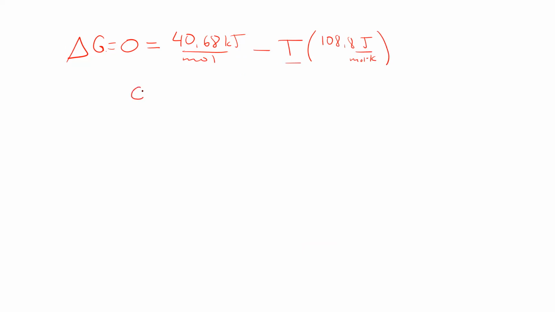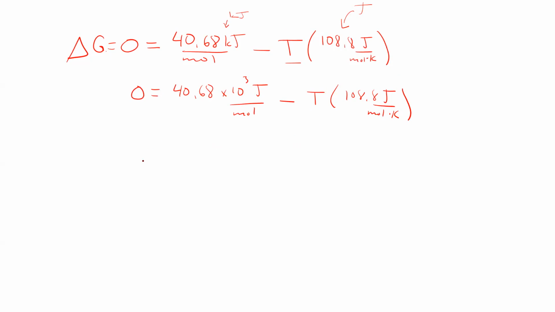But something to keep in mind here, I'm going to rewrite this and change my units. You can do it either way. You can lose the kilojoules by putting in scientific notation, or you can change your joules to kilojoules. It depends upon what makes you more comfortable. So basically, that would be equal to 40.68 times 10 to the third joules per mole, minus T times 108.8 joules per mole Kelvin. The values for entropy tend to be in joules per mole Kelvin, whereas the values for enthalpy tend to be in kilojoules. Keep that at the back of your mind when you're doing some of these questions.